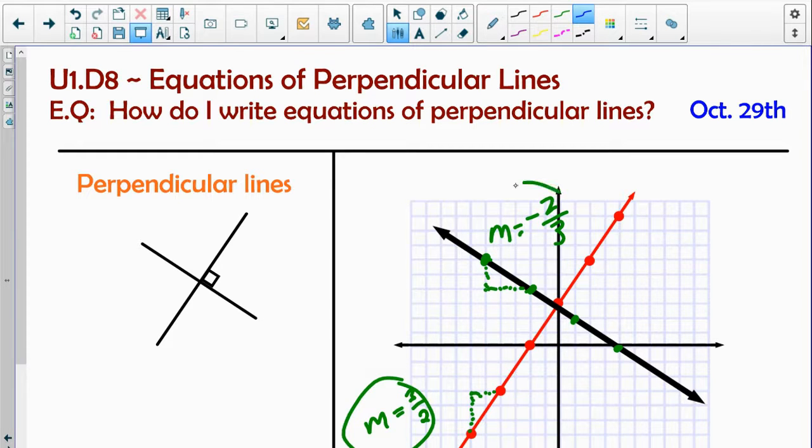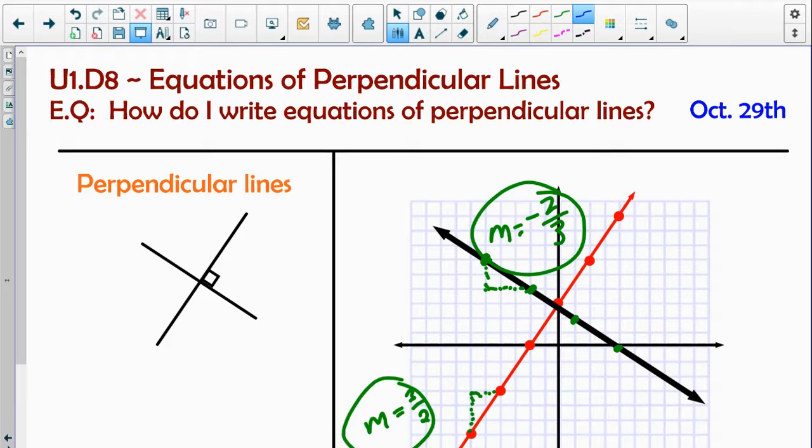So what I want you to do is really look at those two slopes and compare them. It looks like they both contain the same numbers, the same values. However, the fraction was flipped upside down. Okay, the 3/2 from the first line was reversed. We call that a reciprocal in math. And it also looks like the red line had a positive slope because it went up.